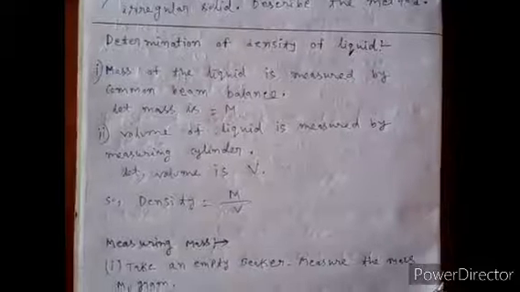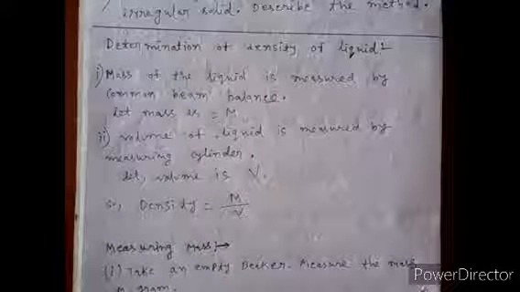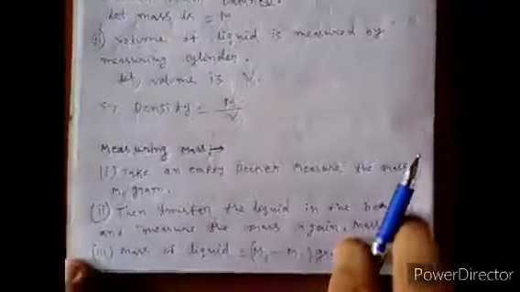Why? Because we have to put that liquid always inside a beaker or a container. In case of solid, we just take the solid and measure the mass by using a beam balance, but in case of liquid, that is not that easy. So we have to take some steps to measure the mass of a liquid.